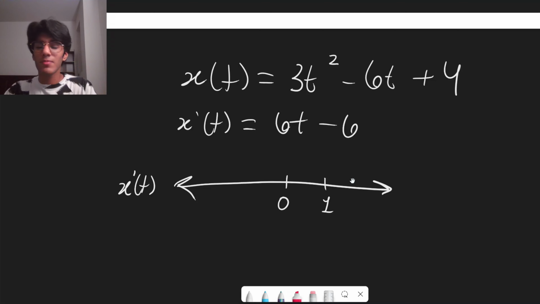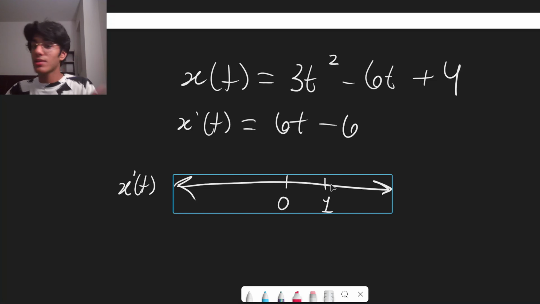Now, some people might confuse that having a negative velocity automatically means that you're slowing down. That's not true. The negative sign just represents direction. The magnitude is what represents speed. You've got to remember that. Magnitude represents speed. The sign, whether it's positive or negative, represents the direction. So you want to keep a good note of that.